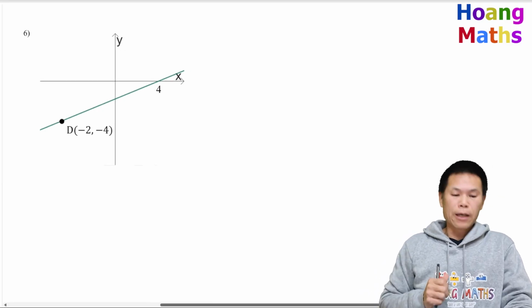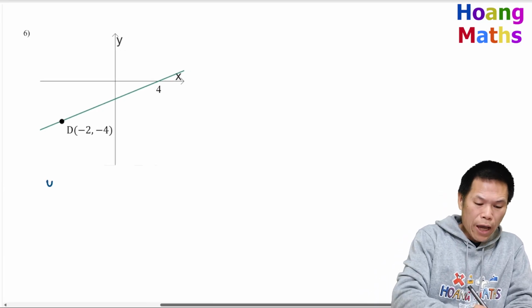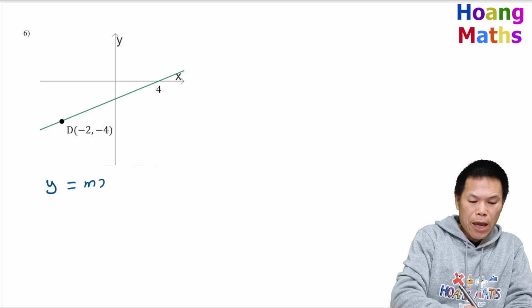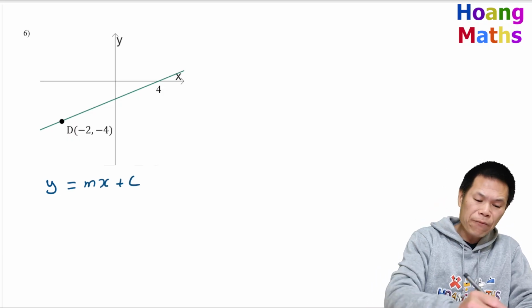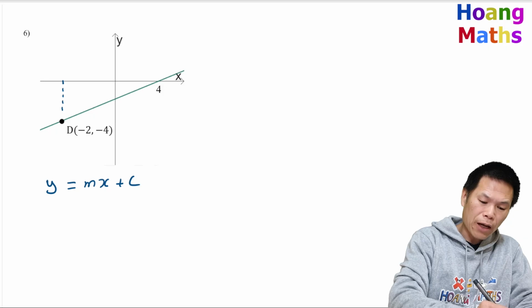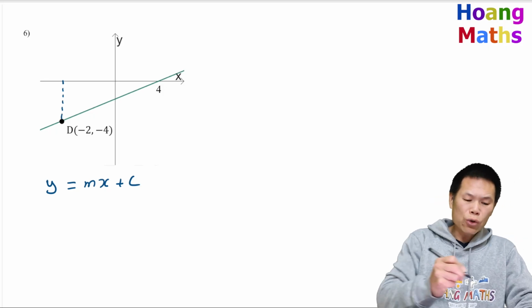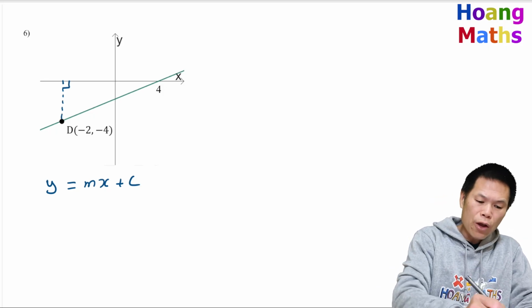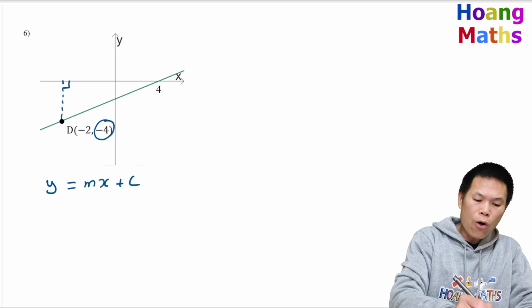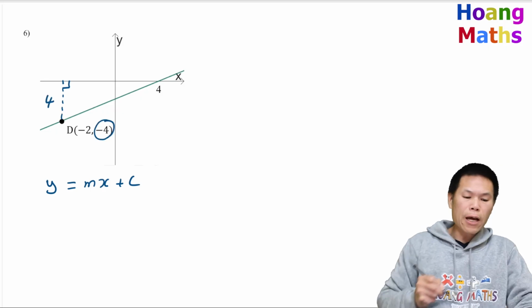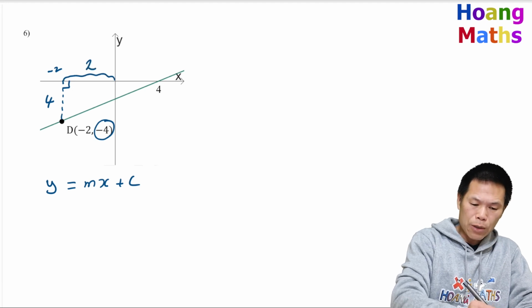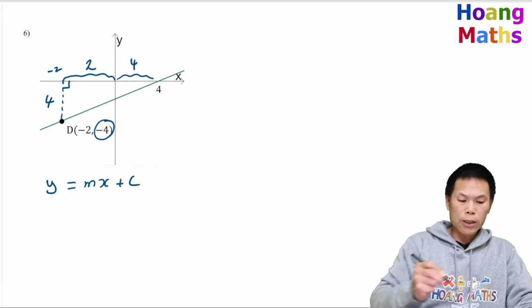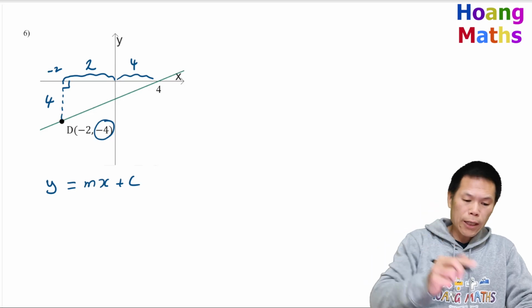Question number 6. So again, y is mx plus c. We just need to find the value of m first, then we can find the value of c. So construct a right angle triangle. From 0 to negative 4, that means 4 units here. And this is negative 2 for x, so from here to here is 2 units. From here to here, which is 4 units. So 2 plus 4 is 6.